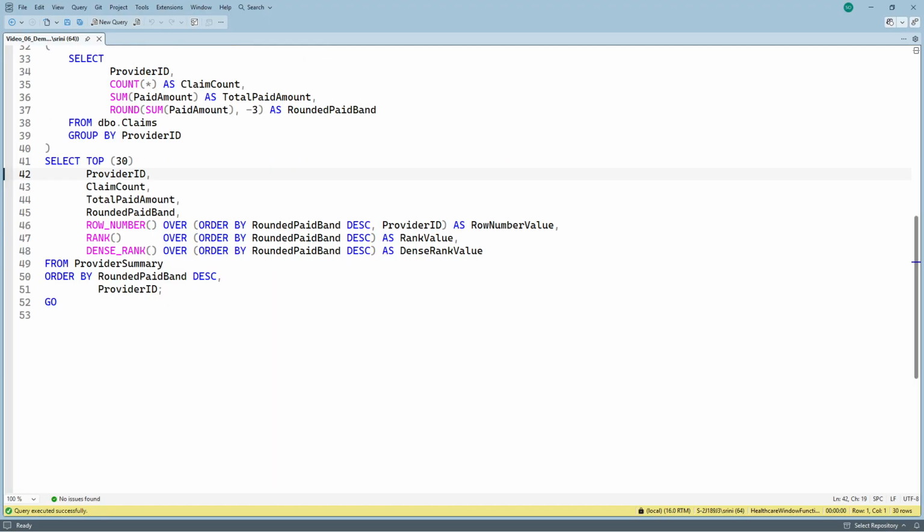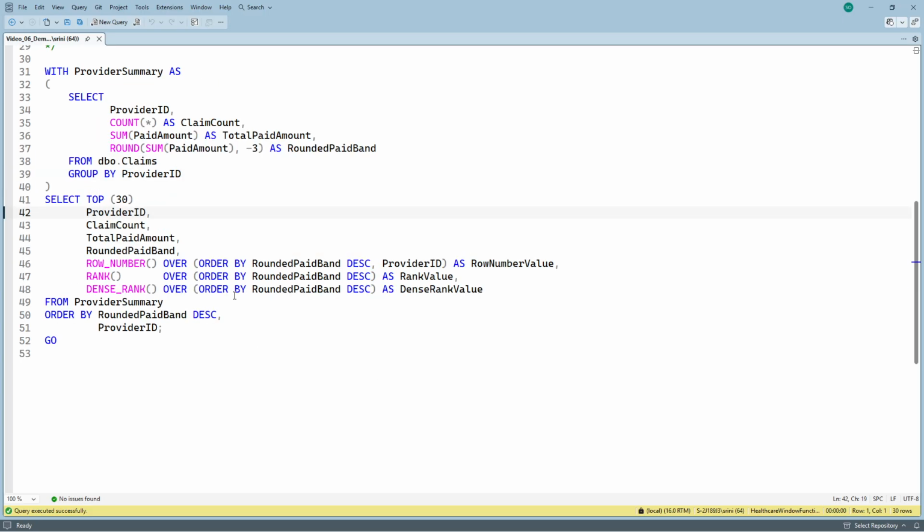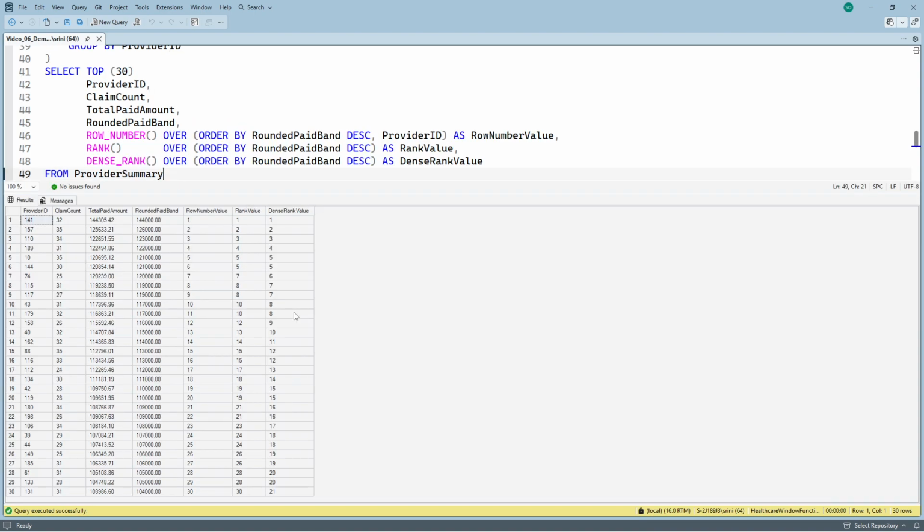This is closer to what you would do in an analytics report. Sometimes real data does not give us clean ties exactly when we want to teach them. So here I'm doing something intentionally practical for learning. I'm rounding provider totals into paid bands. That creates groups of providers with the same rounded values. Now the difference between rank and dense rank becomes easier to see. This is not saying you should always round for production ranking. This is a teaching trick to make tie behavior visible.